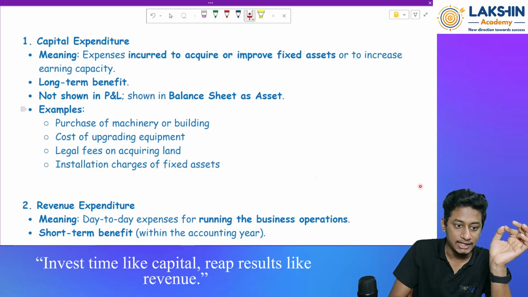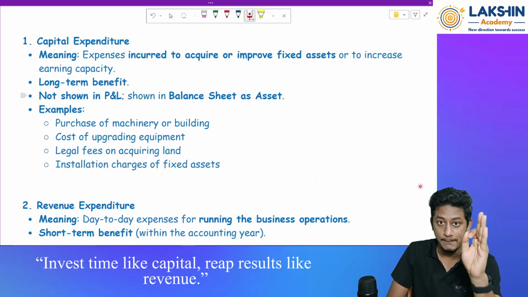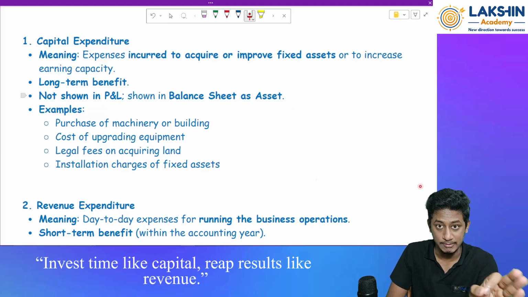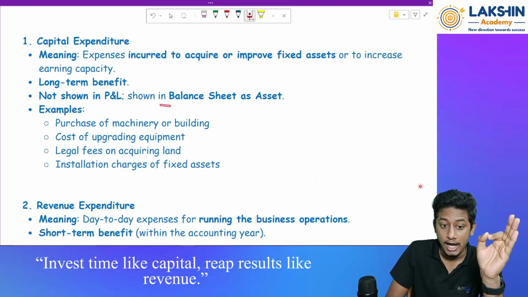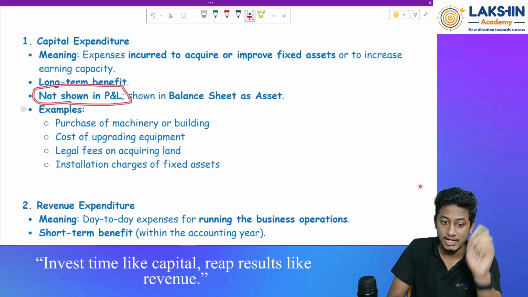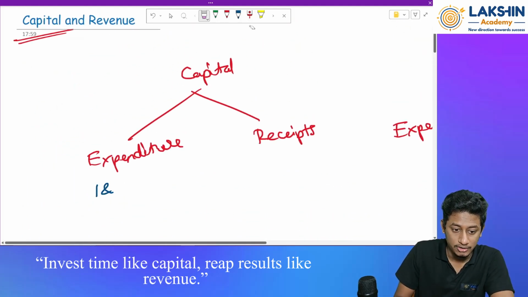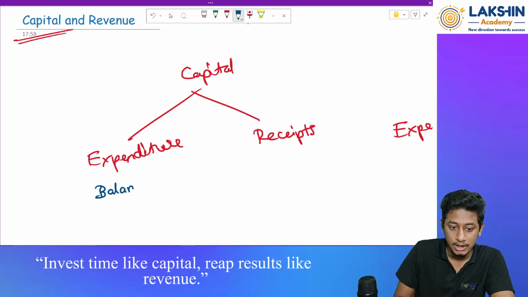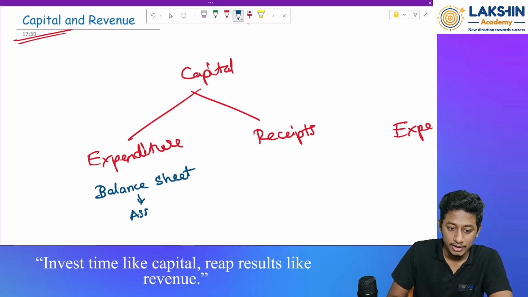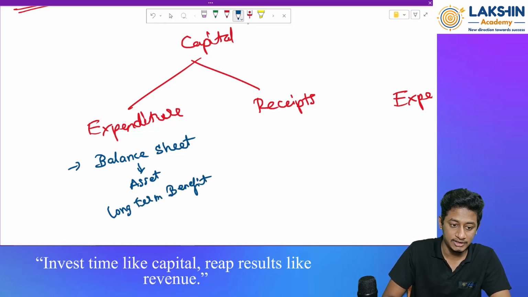Clear? Let's see. Then it is not shown in the P&L account, but it is shown in the balance sheet as an asset. So whenever you make any capital expenditure, that will be taken as a balance sheet item or an asset in the balance sheet. Clear? It will not be shown in the P&L account. So we will write over here, whatever capital expenditure we make, it will be taken to what? Sorry, not to the P&L account, but to the balance sheet. Clear? As what? As an asset. Then it gives a long-term benefit. This is case number 1. This is case number 2.